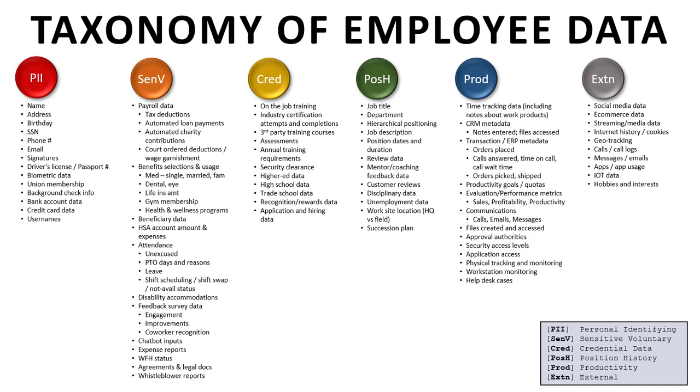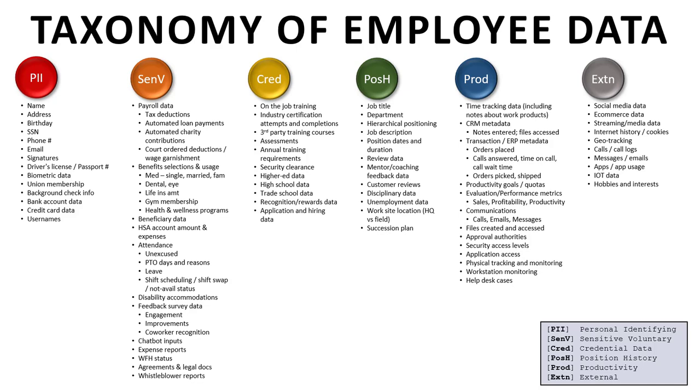Then there's credential data covering things like job training, candidate assessments, security clearance level, schooling, recognition awards, things like that. Next, we have position history. So think resume, titles, dates, but it also covers review data, coaching, customer ratings, unemployment history. Anything that someone was tagged with in a succession plan can fall into this category.